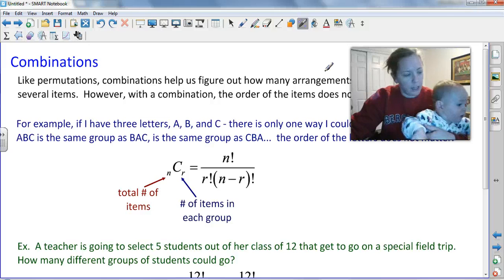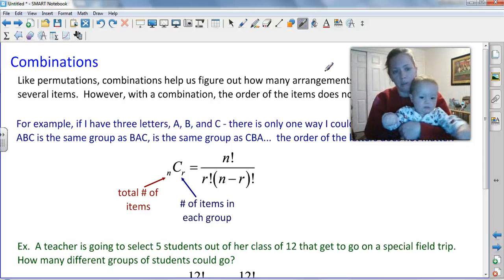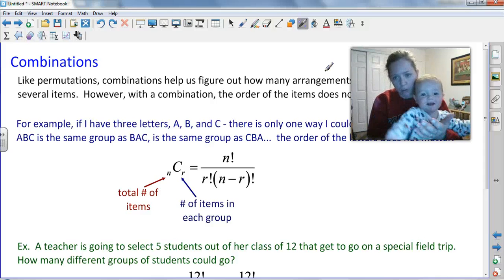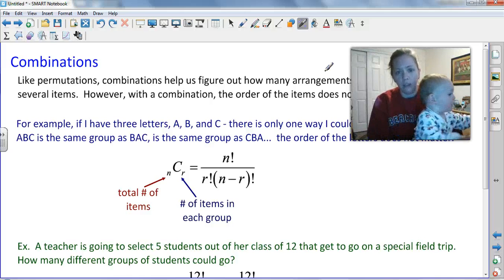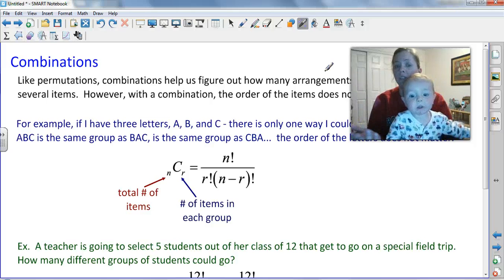Combinations are like permutations, and they help us figure out how many arrangements can be made out of lots of items. The only difference is with the combination, the order of the items doesn't matter anymore. So, for example, if I have those same 3 letters, A, B, and C, there's only one way I could group all 3 letters. ABC is the same group as BAC. That's the same group as CBA because the 3 letters are the same. The order of those letters doesn't matter.